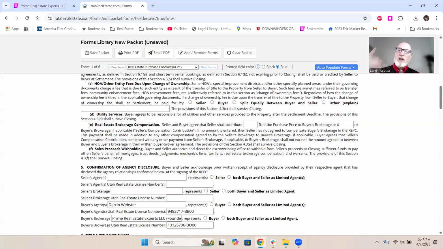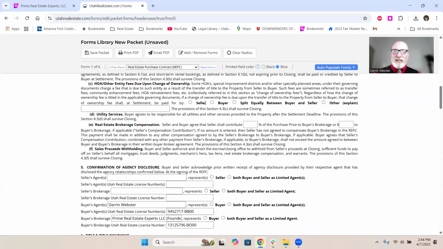That could be charged as well as an HOA transfer fee, which is the fee the HOA management company charges to transfer the HOA membership to the new owner and cancel the existing owner's HOA membership and set them up as a new member. That's usually a dollar amount, anywhere from 50 to, I've seen, 250, whatever the HOA is going to charge to do the paperwork.